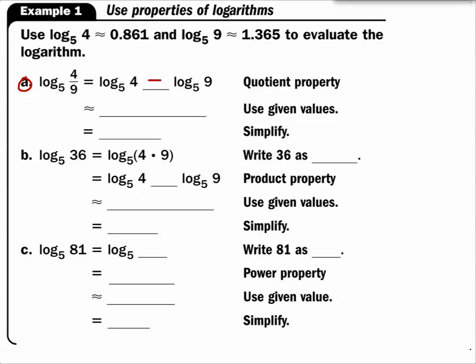Log base 5 of 4 is about 0.861, and I know that because it says that a little bit higher. And then we're subtracting, and then log base 5 of 9 is approximately 1.365, and so then in fact that is negative 0.504.